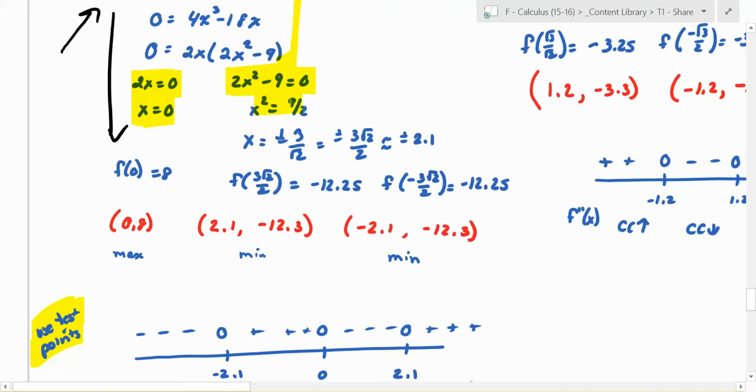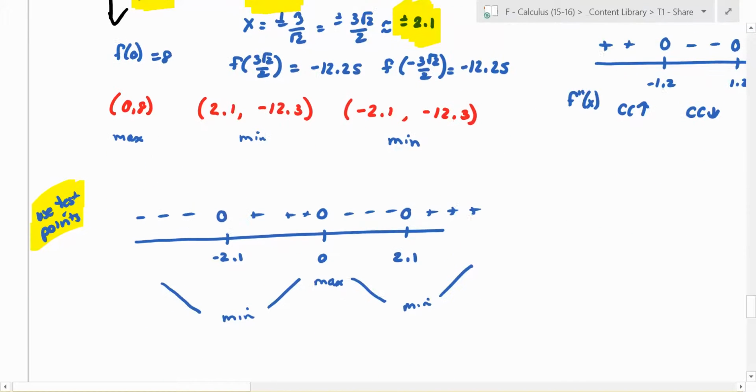And then you have x squared equals 9 over 2. So you take the square root of both sides and you end up with two answers, plus or minus 2.1. So you get the sign diagram, negative 2.1 and 2.1, and there's a 0 in the middle.